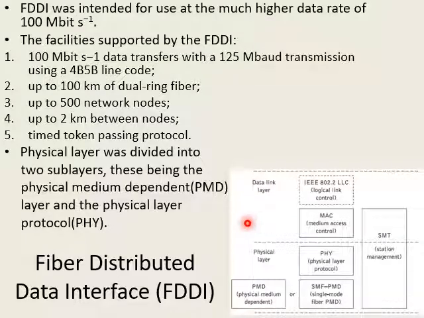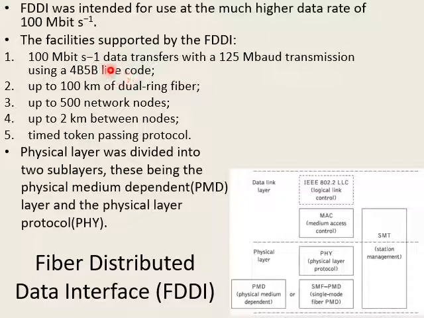So let us discuss what the fiber distributed data interface, FDDI, is. FDDI was intended for use at much higher data rates. So why is FDDI required? It is used for higher data rates, 100 Mbps. There are 5 points of facilities supported by FDDI.